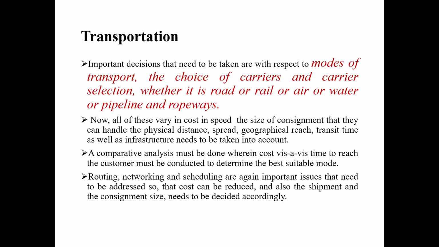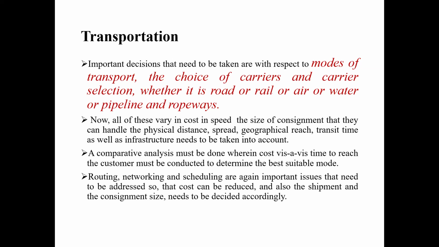The major decisions that have to be taken care of in terms of transportation are the modes, the choice of carriers, carrier selection, whether the company should go for rail, road, air, water, pipeline, or ropeways types of transportation. So a cost versus time analysis has to be done regarding the various factors, and then the company has to decide the best suitable mode based on different types of factors. Routing, networking, and scheduling are again important issues that come into the picture here.